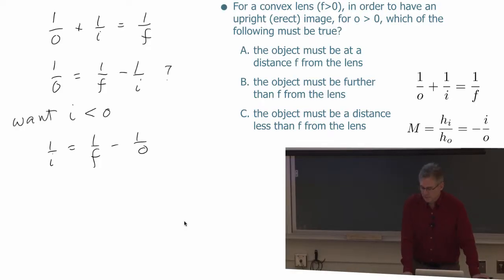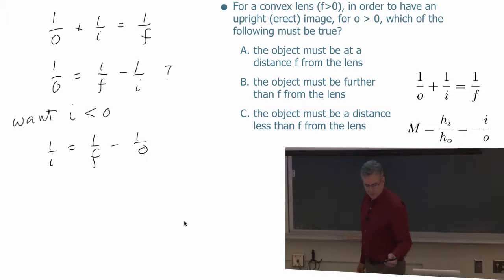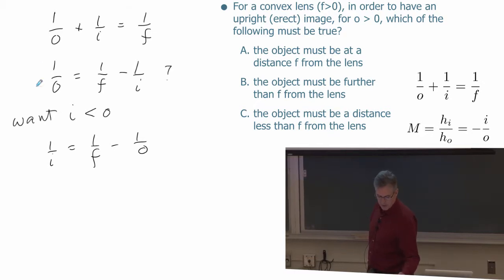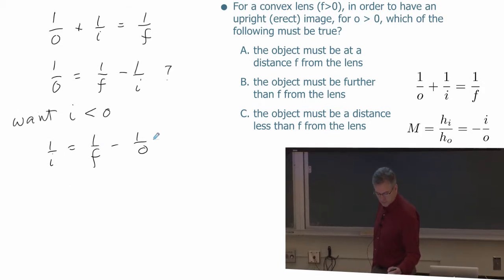But here's the answer. We start with the thin lens equation. You might be tempted to solve for 1 over O to figure out what's going on with O. But is that right? No. You want to know how do we make I less than 0. So we isolate that. 1 over I is 1 over F minus 1 over O.